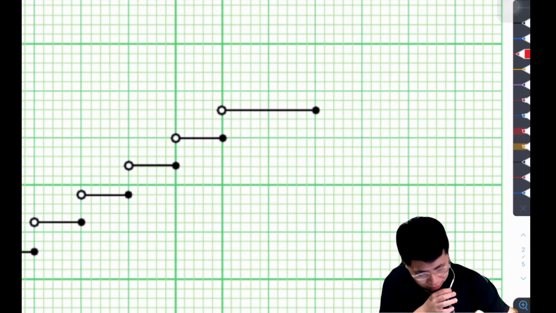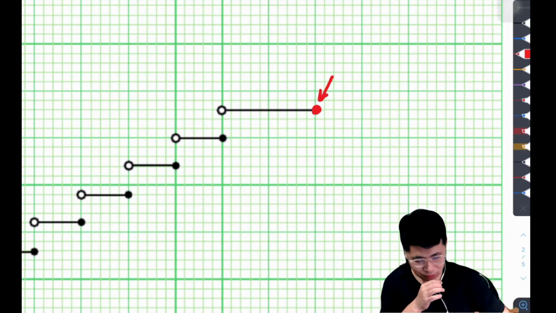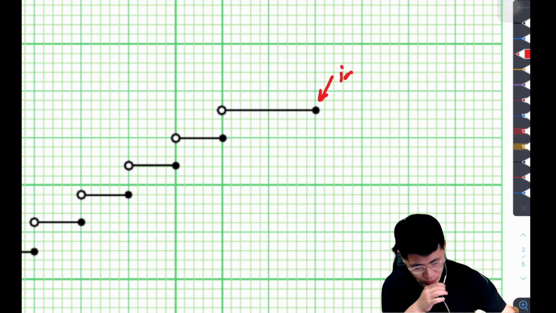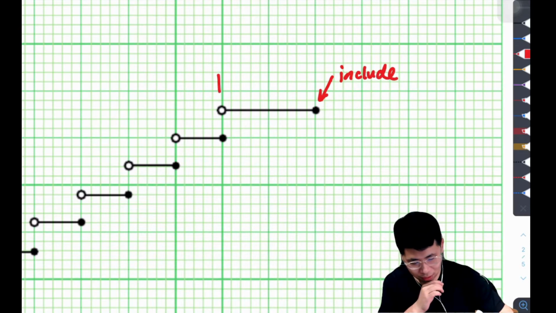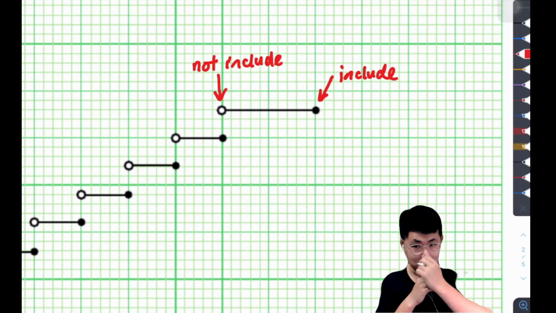Alright, so this one over here means that it will take this value. So this is an included value. This part will include this value. Where it is open, this point is actually not included.